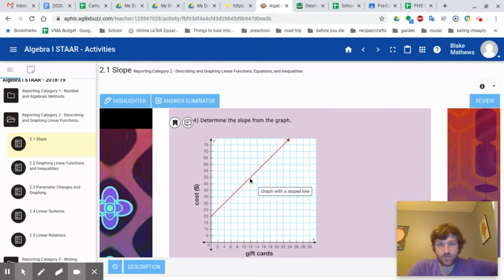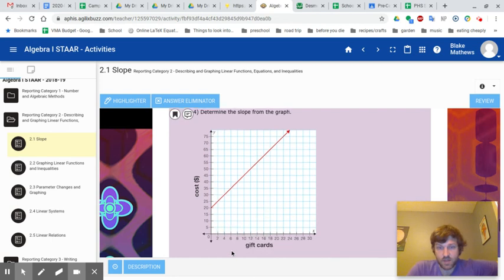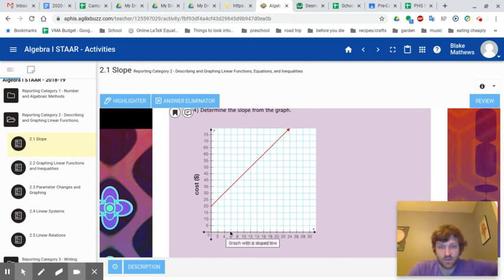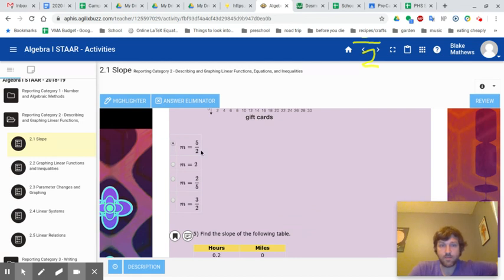All right, looking at number 4. Let's see. This one, I'm just going to look at my graph. I need to notice on this one that the units on the cost is every box is worth 5. And on the gift cards, the distance is 2. So even though this is going up 1 over 1, up 1 box over 1 box, that's actually worth 5 for the rise, and it's worth 2 for the run. So then I end up with 5 over 2, which if I go down here, I can see, there we go. That was pretty easy.